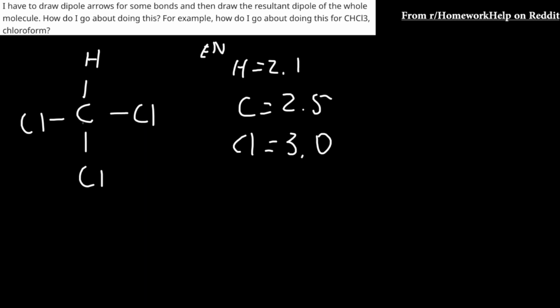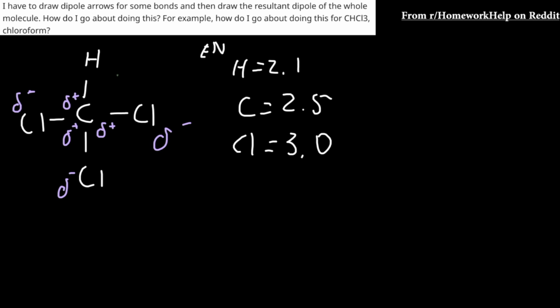Okay, so now what you're going to do is compare them one at a time. When you compare chlorine and carbon, for example, chlorine has a higher EN value. So the one that's higher, there's a few ways you can do this. You can either do delta negative, delta positive. This means that the electrons are closer to chlorine than they are on carbon. So delta negative, delta positive, delta negative, delta positive, delta negative, delta positive.